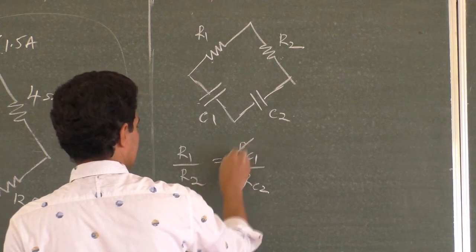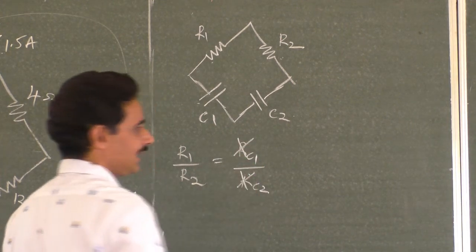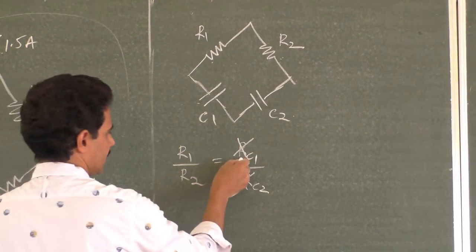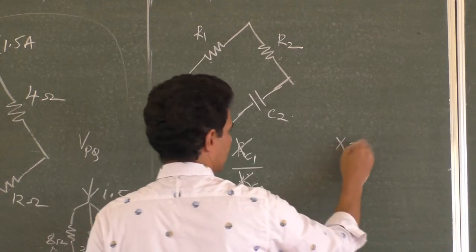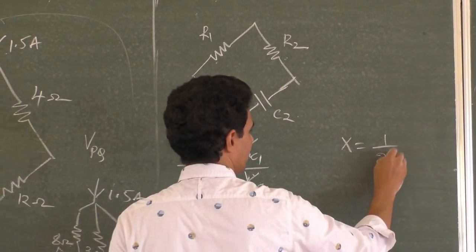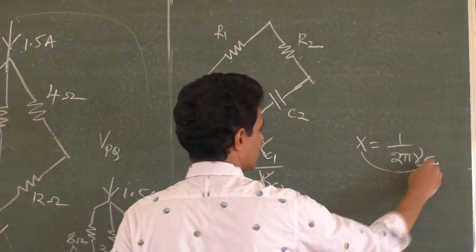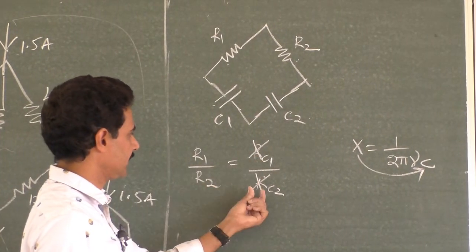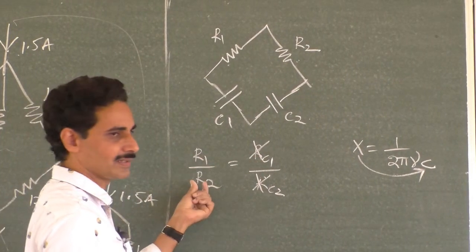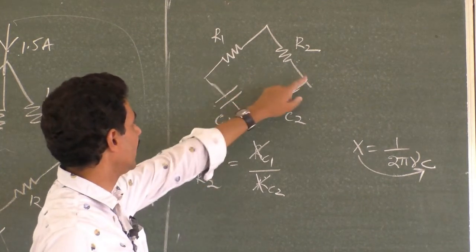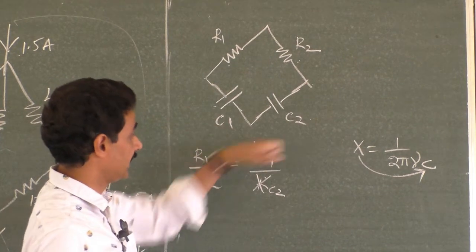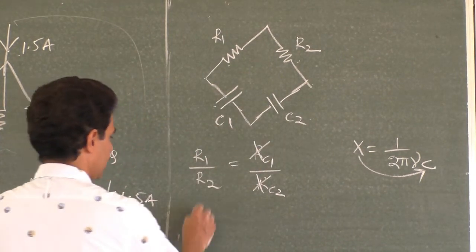Actually, this is XC. You remember the reactance of a capacitor. But what about the reactance of the capacitor? You know, the reactance of any capacitor is 1 by 2 pi nu C. It is inversely proportional to capacitance. So the reactance of the first capacitor by the reactance of the second capacitor equals resistance by resistance. So R1 by R2 is equal to XC1 by XC2 if it is balanced.